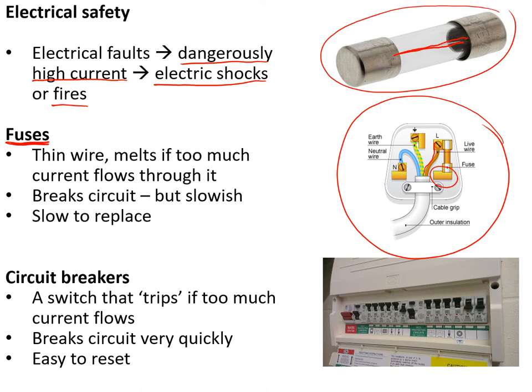And the idea is that if there's some kind of fault that causes too much current to flow through the fuse, then resistance will cause the fuse to heat up and it will melt like that. Okay, and that breaks the circuit and stops more electricity flowing.